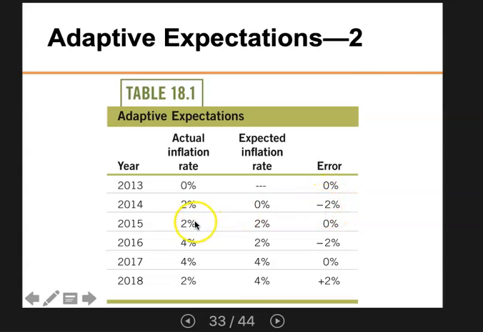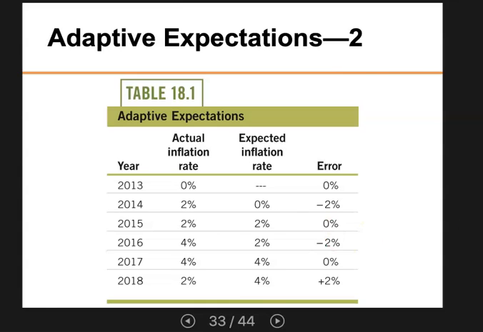Now, year 2015. Even though right now it is 2%, you base your expected inflation rate of year 2015 on year 2014, and you expect that 2015 is going to be 2% as well. And actually it's 2%, then there is no error, right? So this is what we call adaptive expectation. Actual inflation in the current period becomes expected inflation for the future, right?